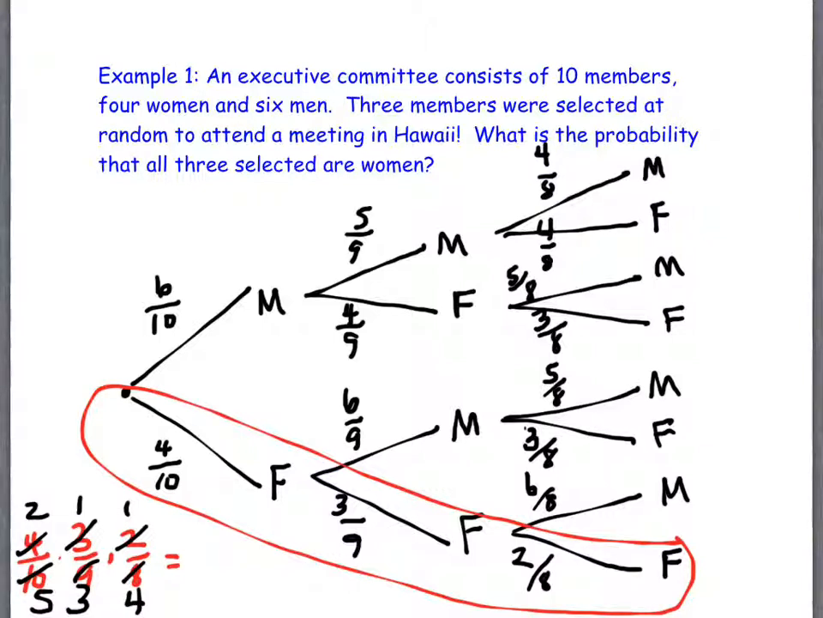And this 2 and this 4 can reduce to 2 and 1 if you want. I would get a 1 out of 5 times 3 times 2. What is that? 30. There's a 1 out of 30 chance of this happening. What is that in decimal form? What is it?